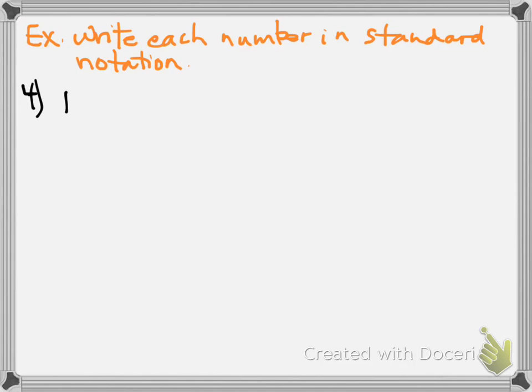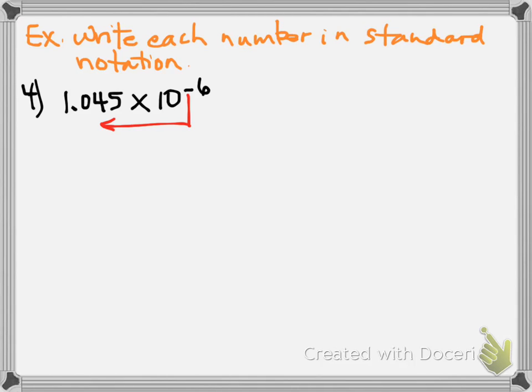So let's start with 1.045 times 10 to the negative 6. Now, what direction does the negative tell us to move the decimal? Left. Negative says get smaller, because that's where the negatives are on a number line. They're to the left, so we're going to head left 6 spots.